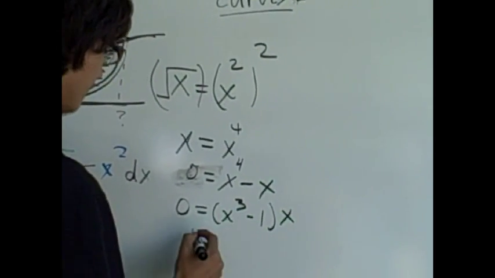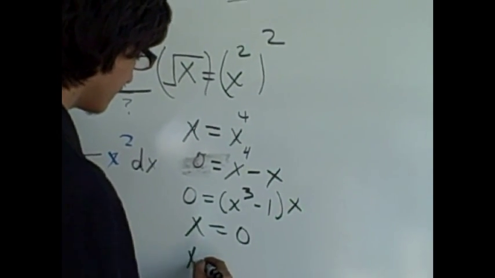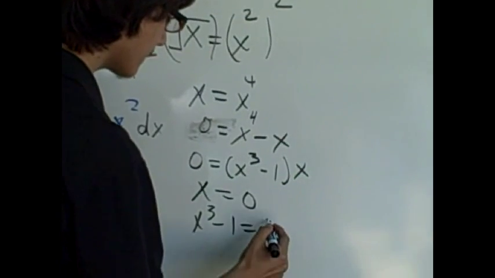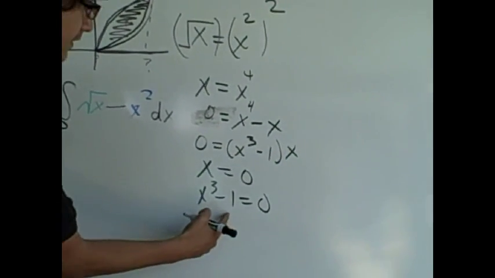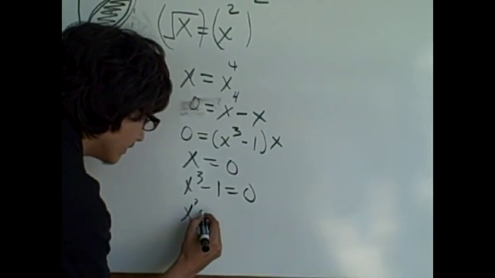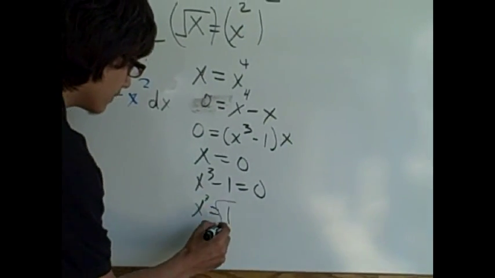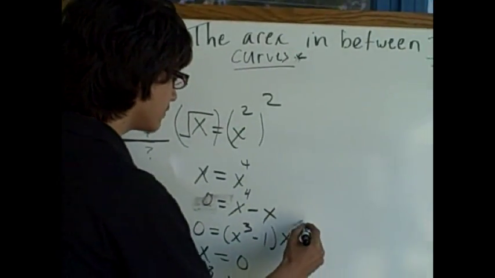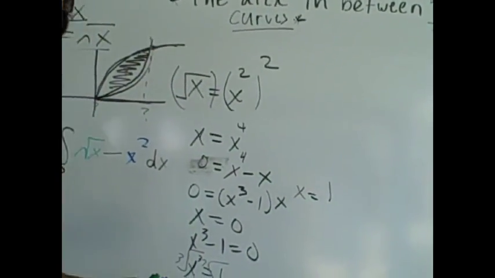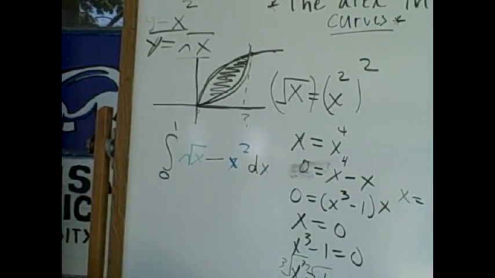And then let's use this property that we all know. So we already know that one of the x is 0. So it's going to be 0 to whatever this guy is. So we're going to have x cubed is equal to 1, and then cube both sides. You get x is equal to the cube root of 1, which is just 1. Right? So that's our second limit of integration.